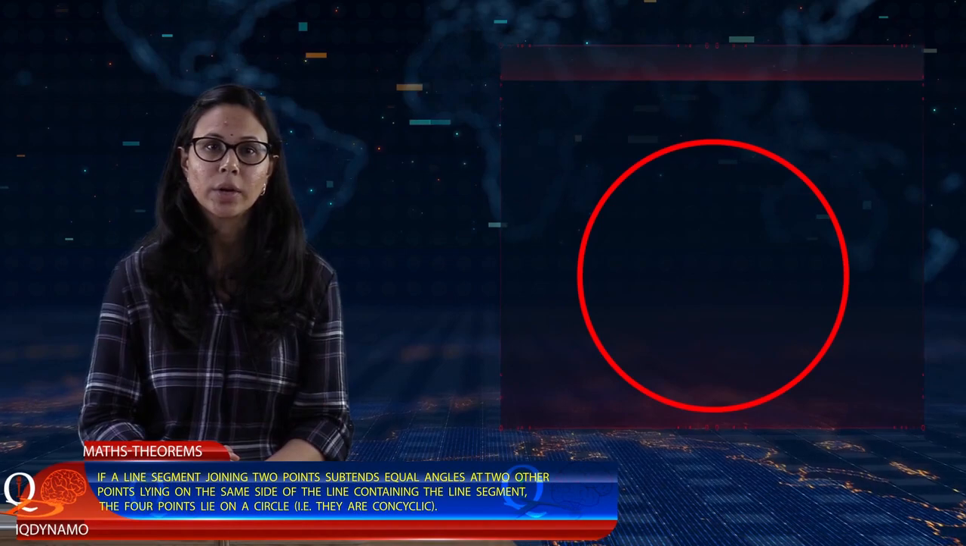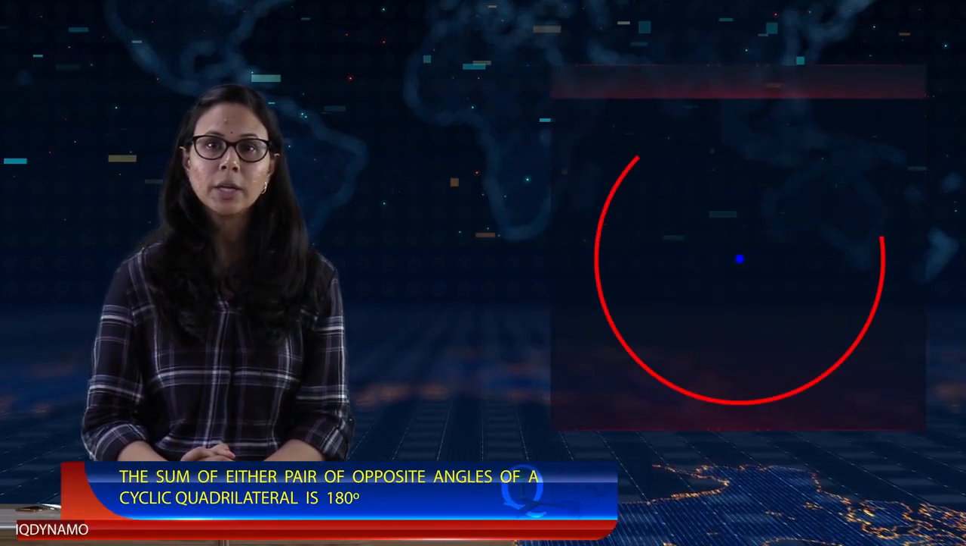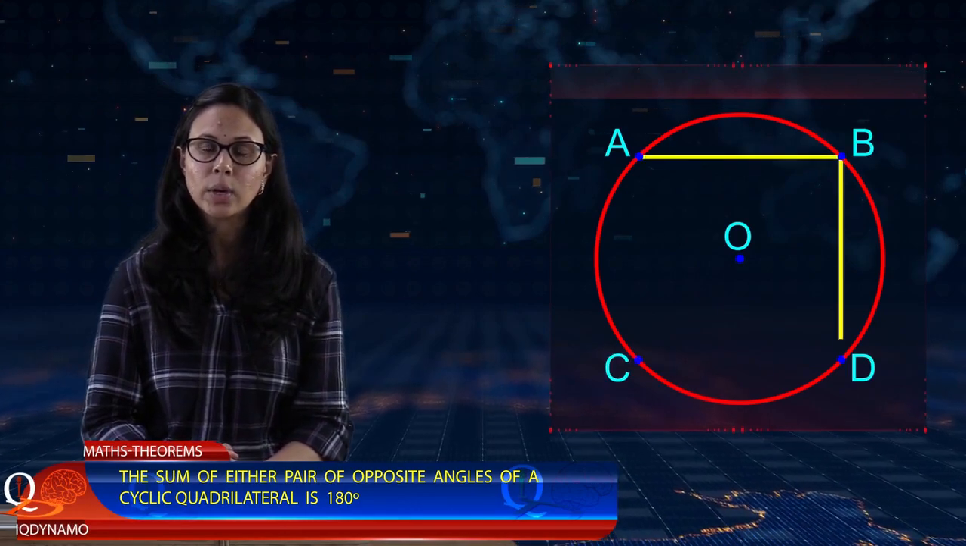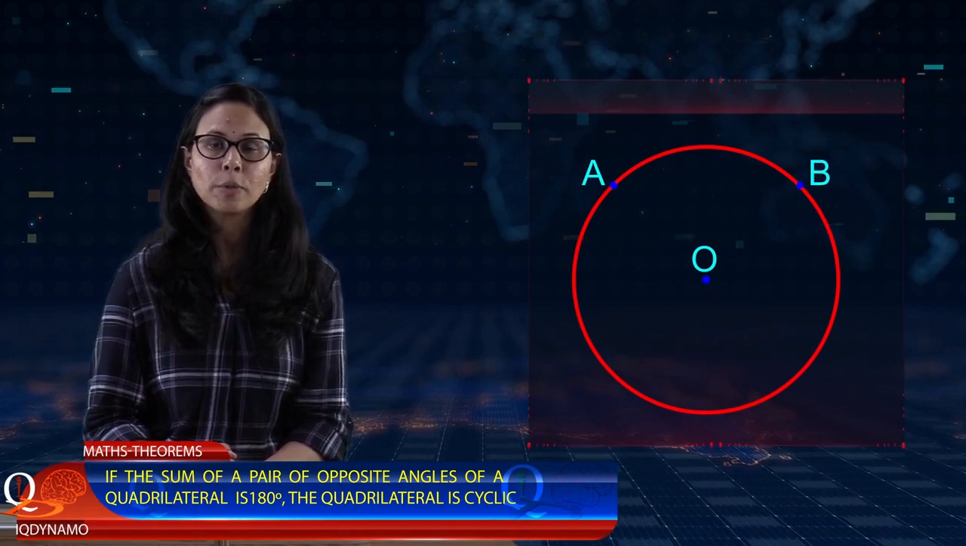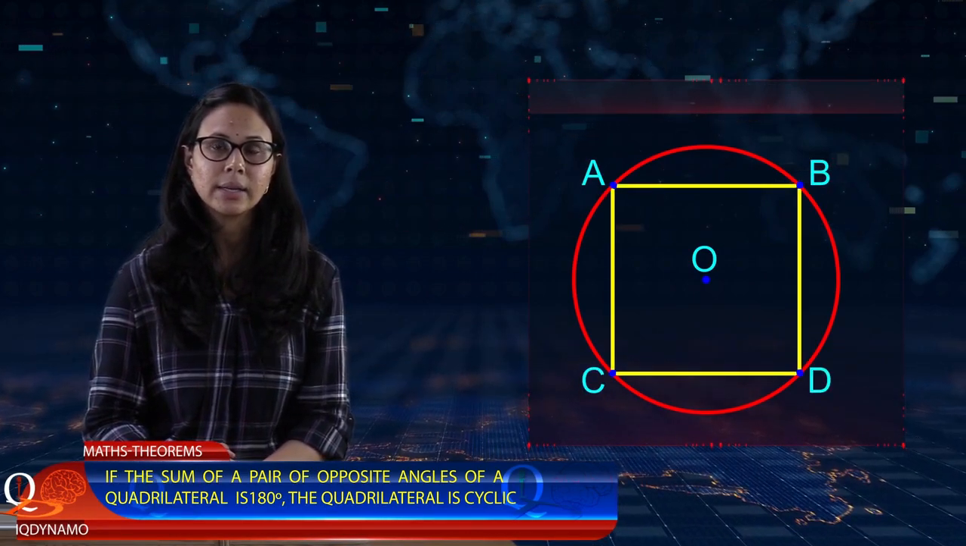If a line segment joining two points subtends equal angles at two other points lying on the same side of the line containing the line segment, the four points lie on the same circle, or we can say they are concyclic. The sum of either pair of opposite angles of a cyclic quadrilateral is 180 degrees. If the sum of a pair of opposite angles of a quadrilateral is 180 degrees, the quadrilateral is cyclic.